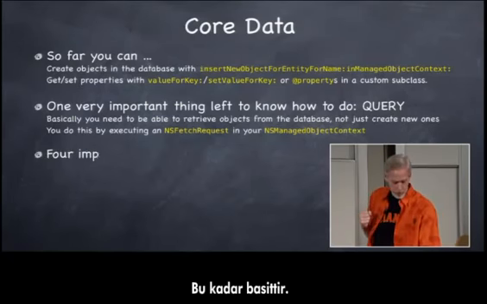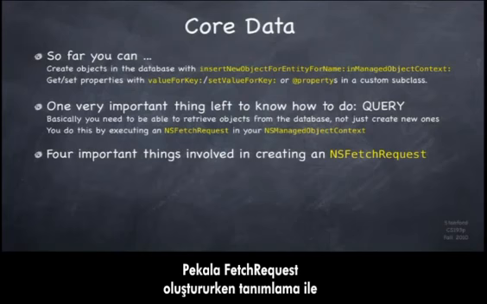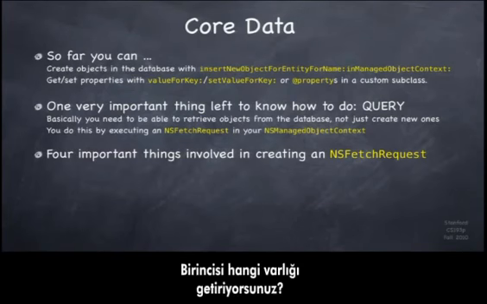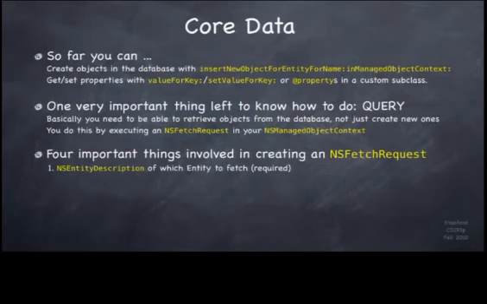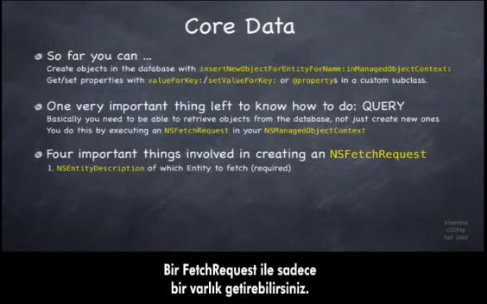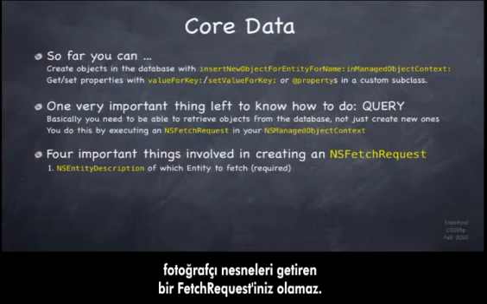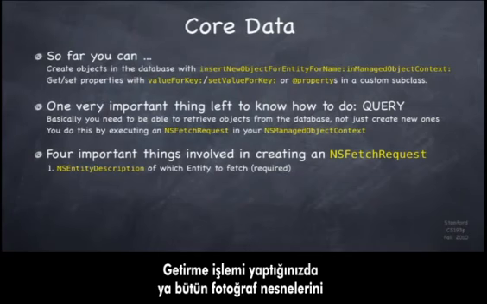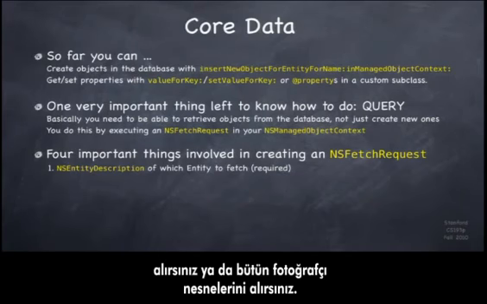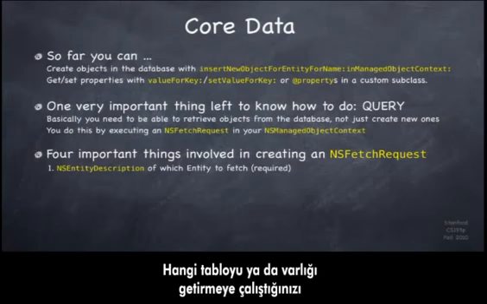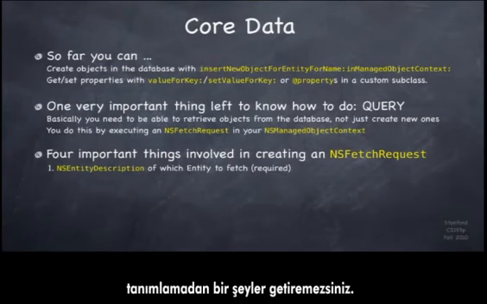It's that simple. So how does that work? All right, well, when we're creating a fetch request, there's 4 important things that we got to think about specifying. Number 1, you got to say what entity you're fetching. Okay, you can only fetch one entity in one fetch request. In other words, you can't have a fetch request that returns some photo objects and some photographer objects, right? When you fetch, you get all photo objects or you get all photographer objects. Okay, so we fetch a specific entity. So that's the number 1 thing, and that's absolutely required. You can't fetch without specifying what table or what entity you're trying to fetch.